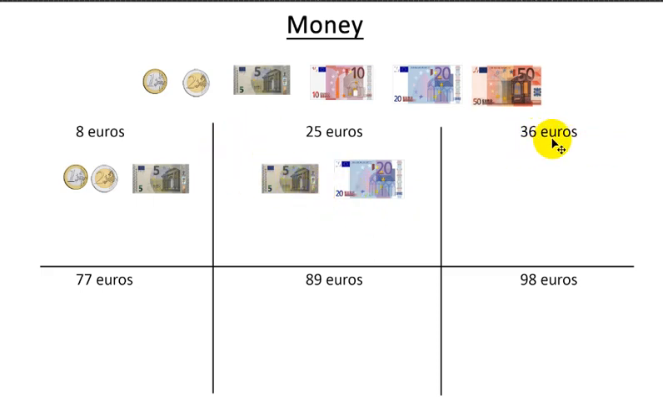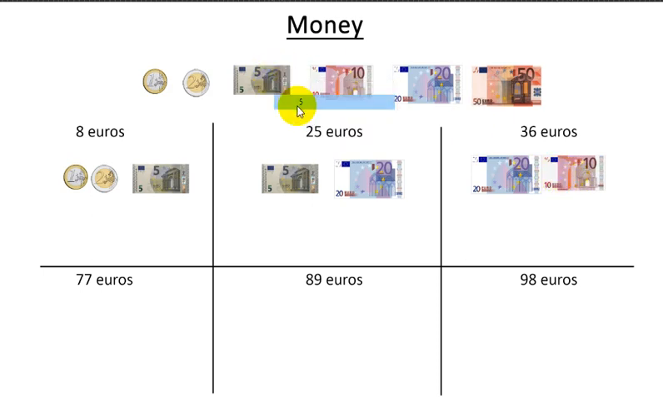Then we want to make 36 euros. So let's say, can I use 50? No, because that's more. Can I use 20? Yes. So let's use 20. Can I use another 20? No, because then that gets to 40. Can I use 10? Yes. And then we get to 30. 20 and 10 will make 30. Okay. Can I use another 10? No, because that will get me to 40.